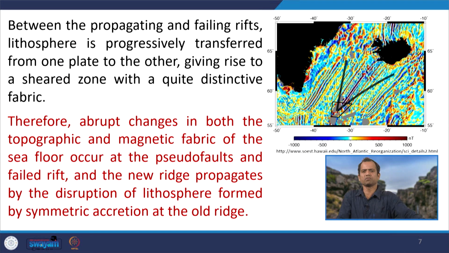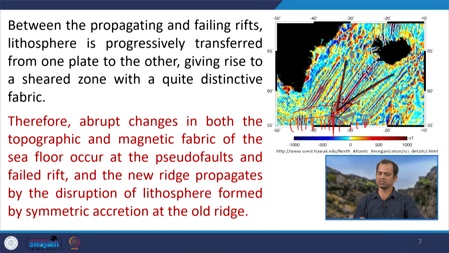Therefore, an abrupt change in both the topographic and magnetic fabric of the sea floor occurs at the shadow faults and failed rift, and the new ridge propagates by the disruption of lithosphere formed by systematic accretion of the old ridge system. So, now here is the old ridge system that was earlier oriented this way. So, now we have this old accreted system, accreted margins are here. Now, you see this new V-shaped one is forming here, the new propagating shift is here. So, now we have different orientations here.